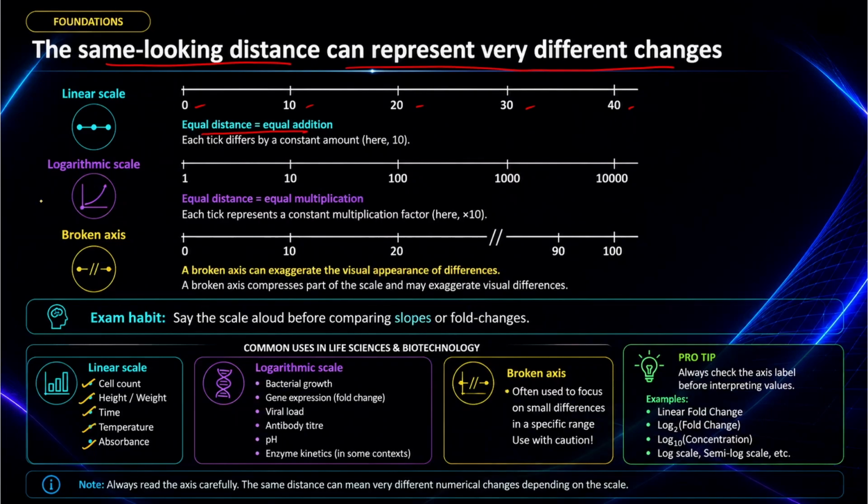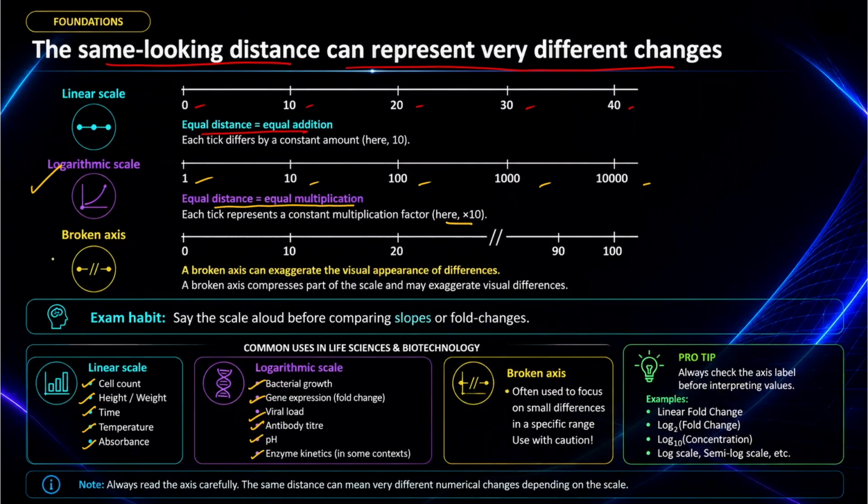Next is the logarithmic scale. Here, equal distances do not represent equal addition. Instead, they represent equal multiplication. In this example, each step increases 10 times, from 1 to 10, then 100, 1000, and so on. Log scales are commonly used for bacterial growth, gene expression, viral load, antibody titer, pH, enzyme kinetics, because this value can change over several orders of magnitude.